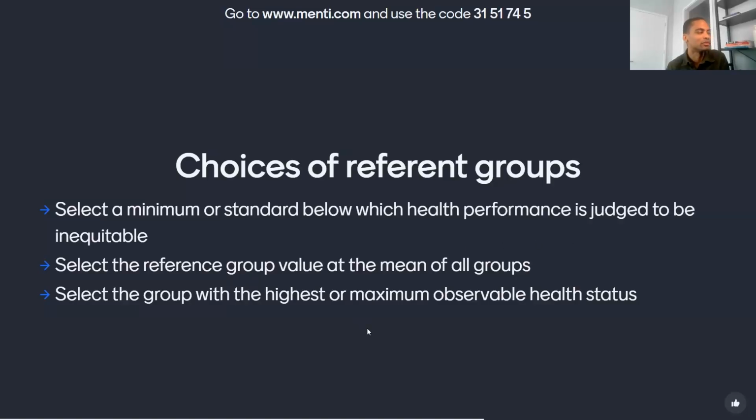And then we could also choose the group with the highest or maximum observable health status. The way that this plays out in the real world is that last one, choosing the group with the maximum health status. Sometimes you'll see, say, the Asian population or the Latino population may have lower rates of premature death. So we'll pick the group with the lowest, and then compare all groups to that group. Or we might say across all groups, what is the average rate of premature death? And then we just compare everybody to that average. Or in the first instance, we'll just pick a different goal. And in this case, I have an example here.